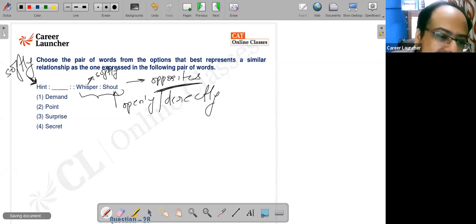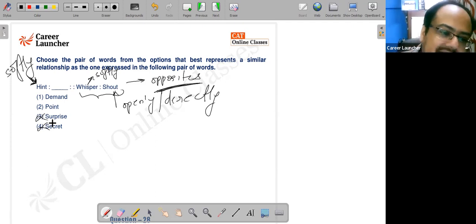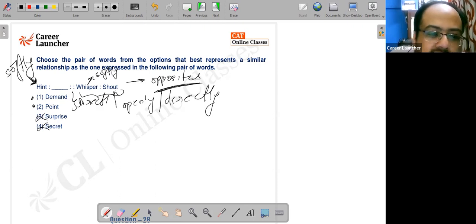Now options 3 and 4 cannot be the answers, because surprise is definitely not done directly, and secret is also definitely not done directly, and so options 3 and 4 are out. So now it is a choice between options 1 and 2. If I have a look at options 1 and 2, both of these are done directly.